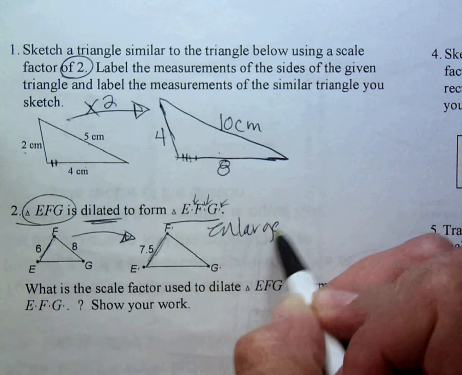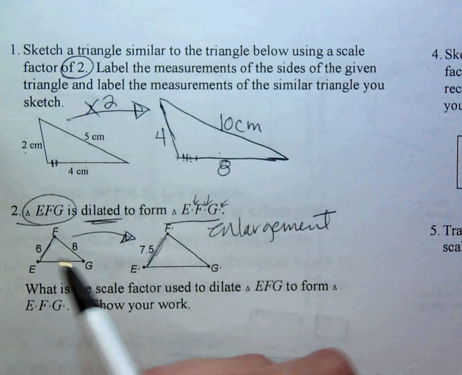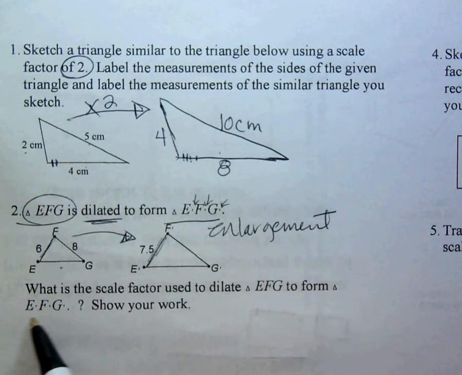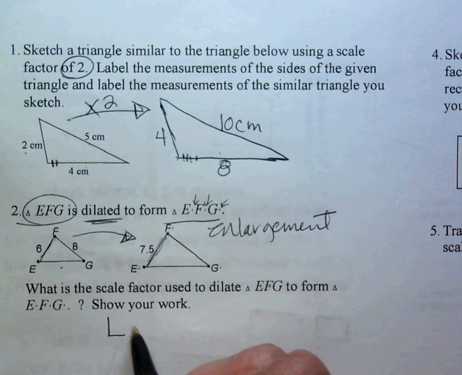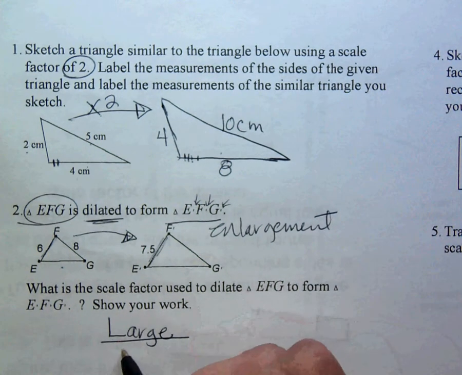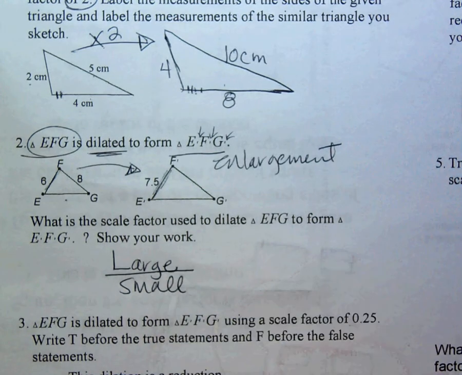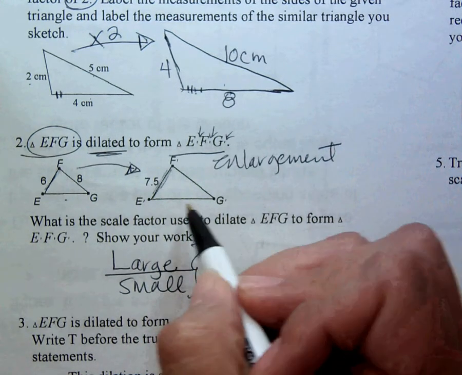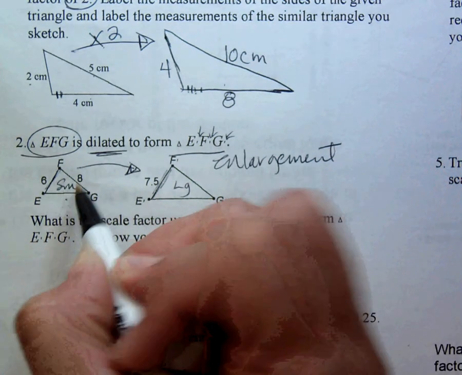You can write that down real quick. It says, what is the scale factor used to dilate triangle EFG to form triangle E prime, F prime, G prime? Alright, what were my labels for scale factor? Anybody? Large over small. Alright, if you forgot that, you have it in your notes, you'll be fine. Here's my large shape, and here's my small shape.